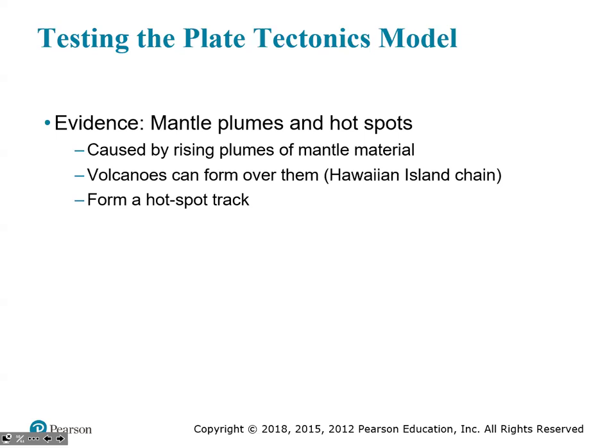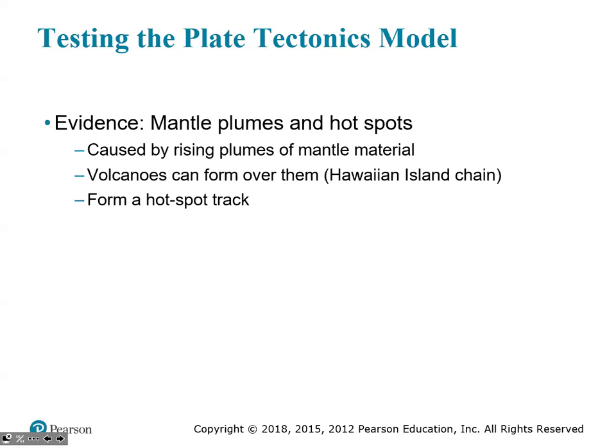We can also look at mantle plumes and hotspots. So we talked about volcanic islands. You may have noticed I didn't mention Hawaii, because Hawaii is in the middle of an oceanic plate. It's actually caused by a mantle plume, which is a hot upwelling of magma that rises up and hits the plate above it, and then it can cause volcanoes where it hits.